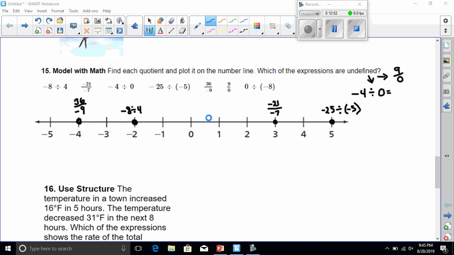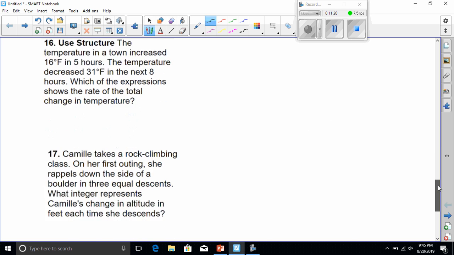So right over here where we have 0, we're going to put, let's see if it'll give me my pin back here. There we go. We're going to have to put 0 divided by negative 8. All right, and that's all of them. So let's go to number 17.